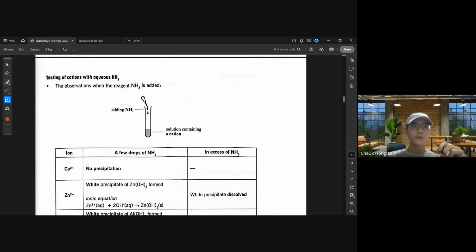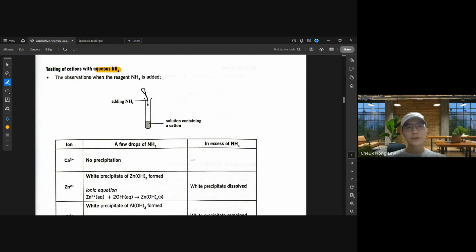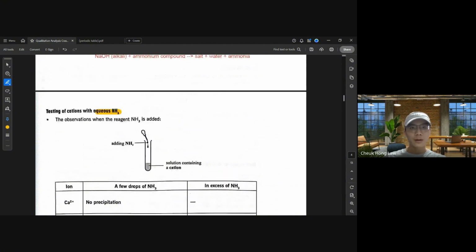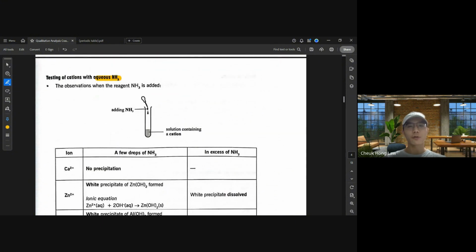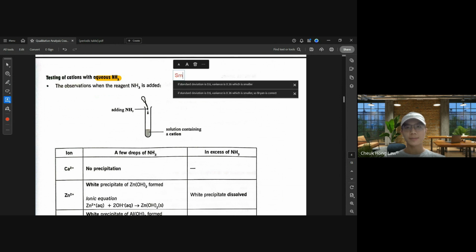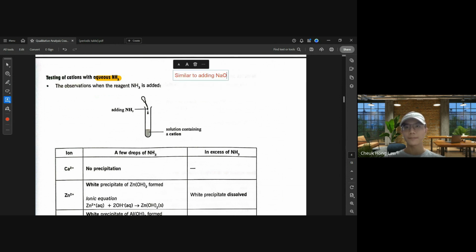Then now we move on to the test for cations with aqueous ammonia. All right, aqueous ammonia. There's actually not much of a difference. So I would say there's only two differences. So it's similar to adding sodium hydroxide, except two differences.